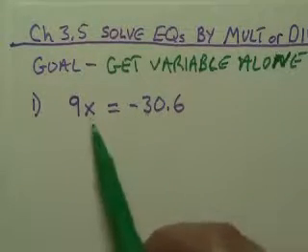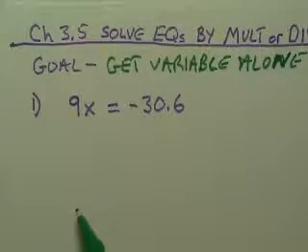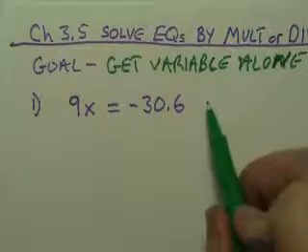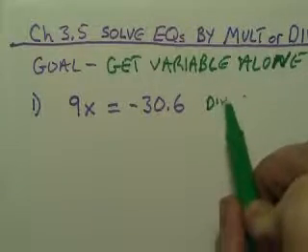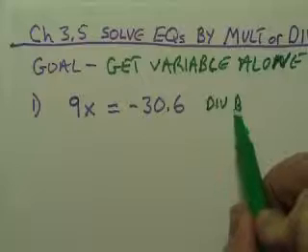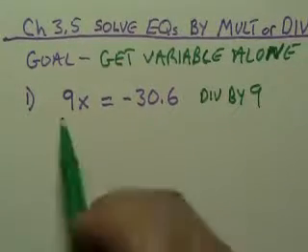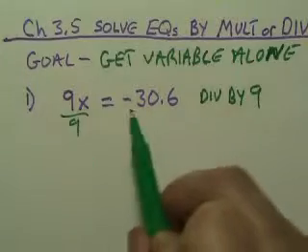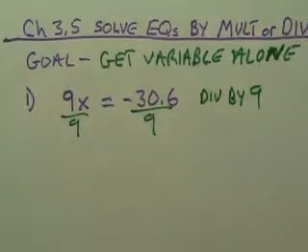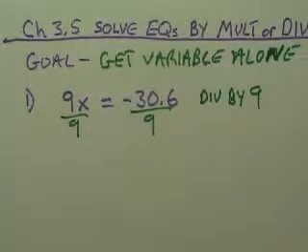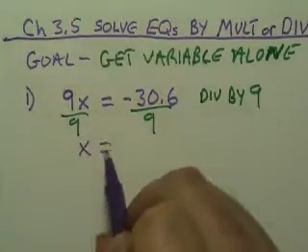Okay, so what am I going to do to get x by itself? I'm going to put it right here to the side. Divide by 9. That's what I'm going to do. So that leaves me with x equals.